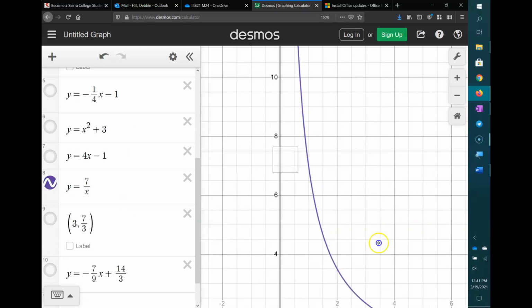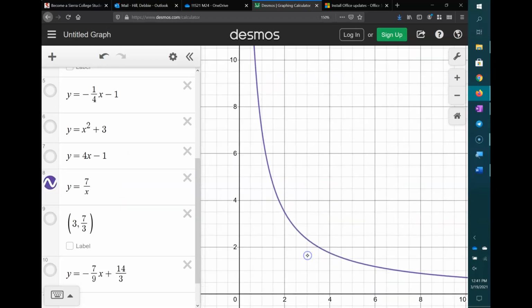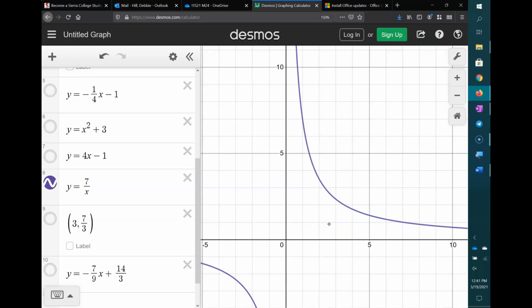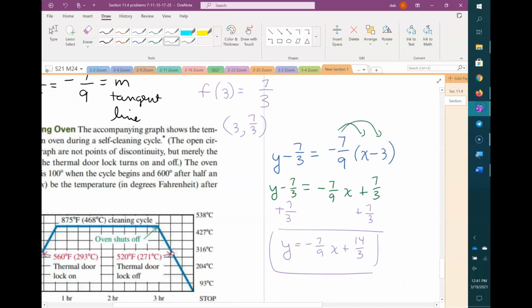Here is the graph of 7 over x. Then we double check, yep, the point we found is indeed a point on the graph, 3 comma 7/3. And then here's my equation of the tangent line. Looks really good, so I'm feeling really confident about my result.